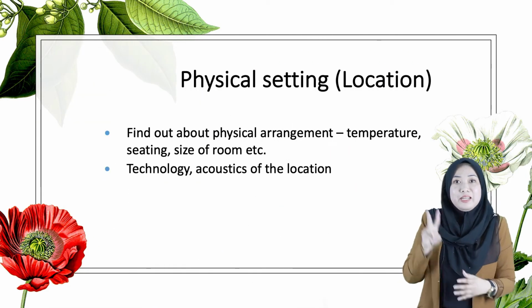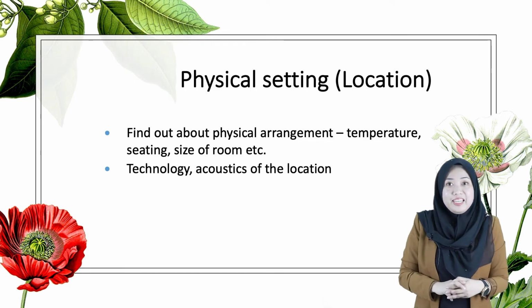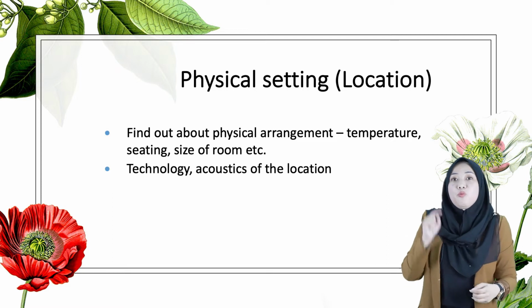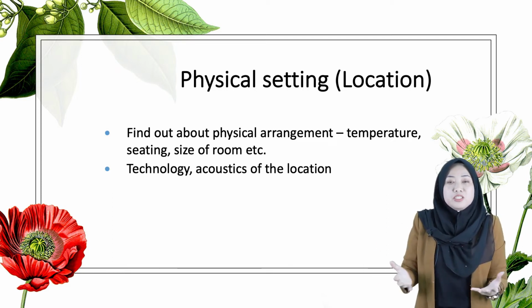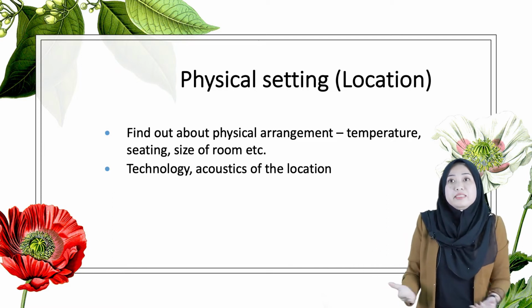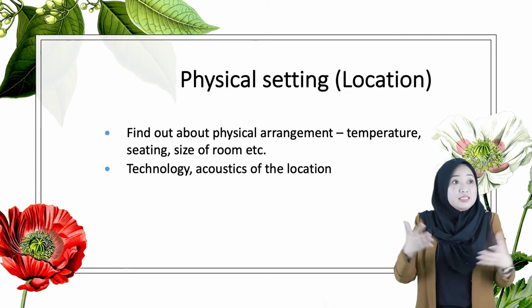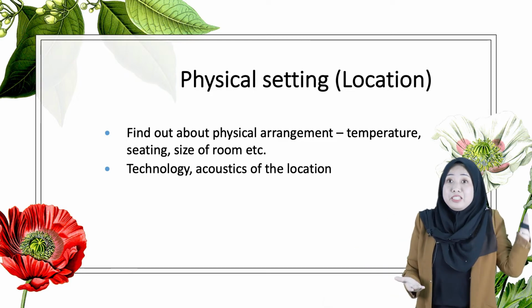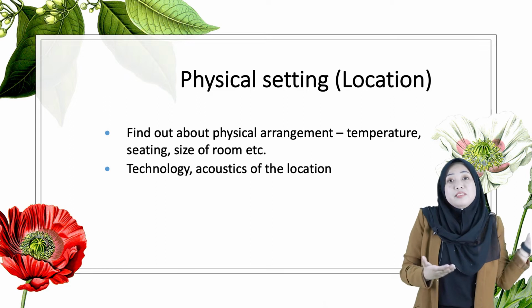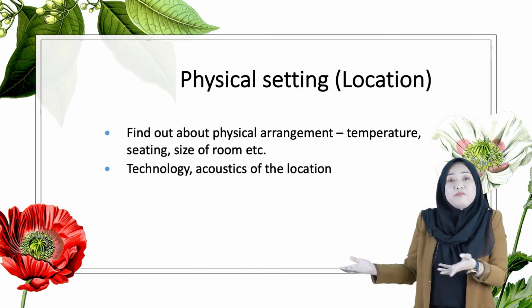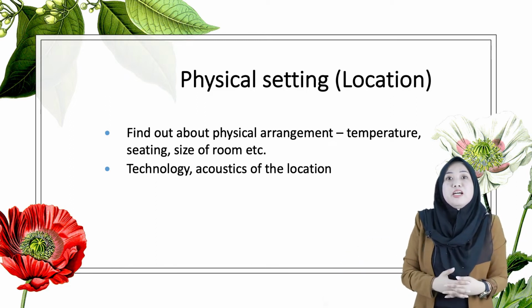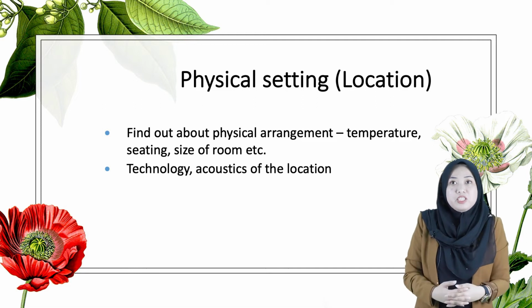Situational characteristic number 2 is the physical setting, that is the location of your speech. You need to find out where you are going to do your speech. So you have to consider all elements like temperature, seating, the size of the room, and even the technology. Maybe they have some acoustics over there, maybe they have a microphone, maybe they have some LCD projector that you can actually use in your speech.